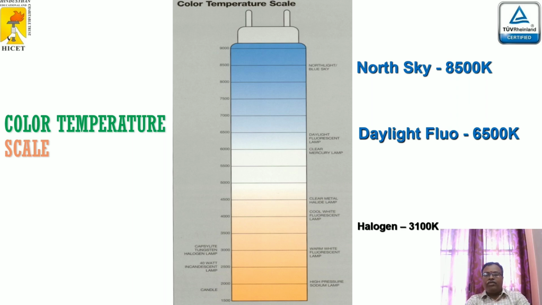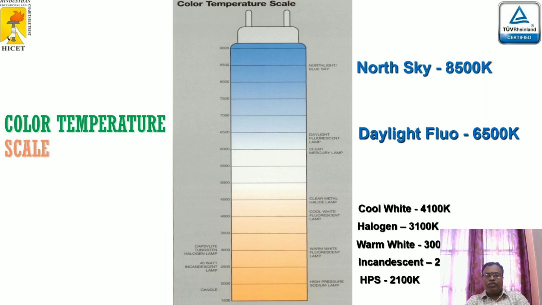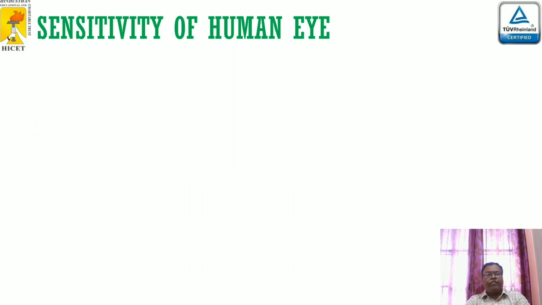So halogen will give you 3100 K, and cool white gives 4100 K, and also the warm white will give you 3000 K, and even incandescent will give you 2000 K, and HPS gives you 2100 K.